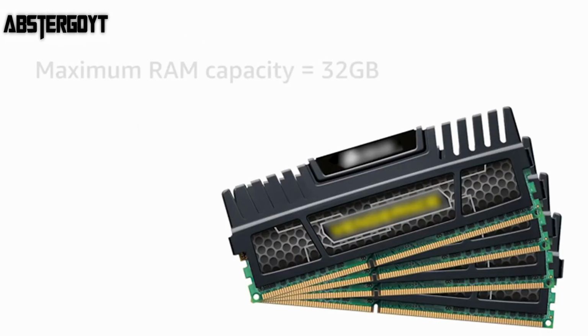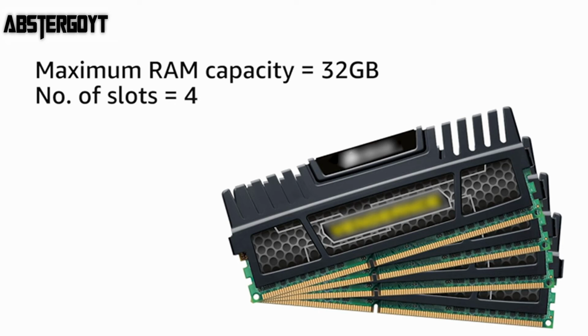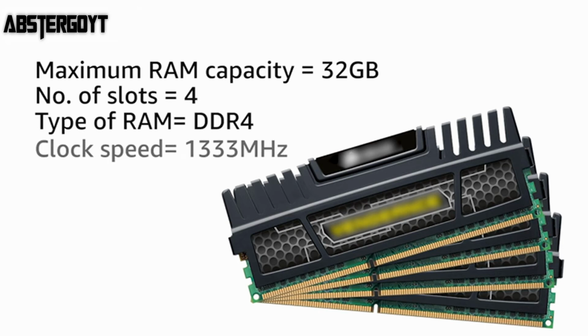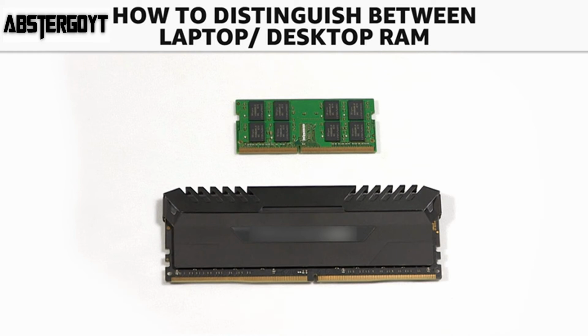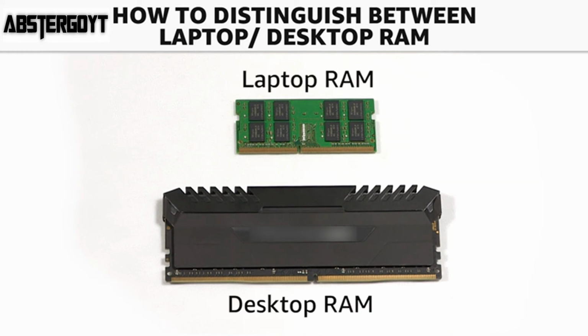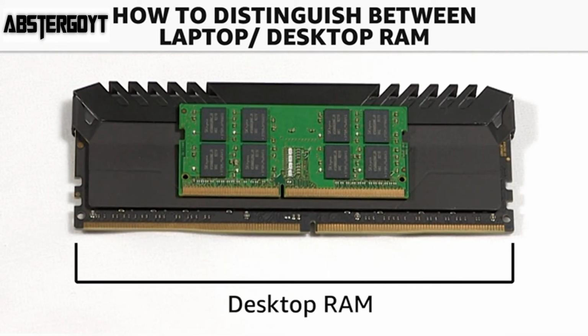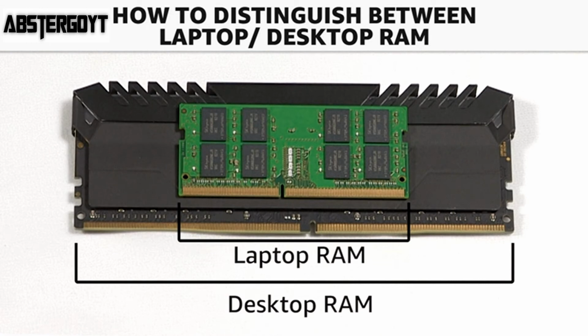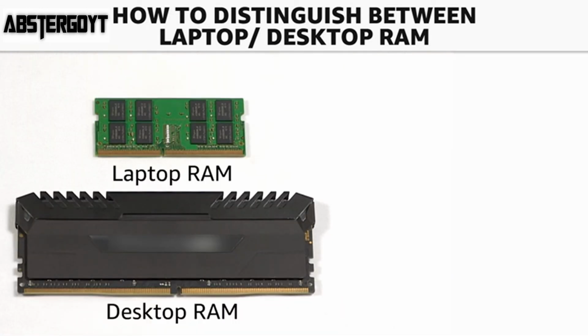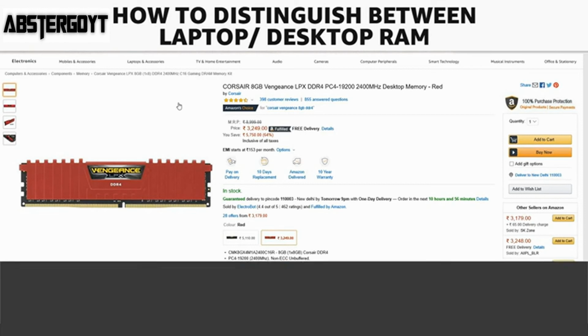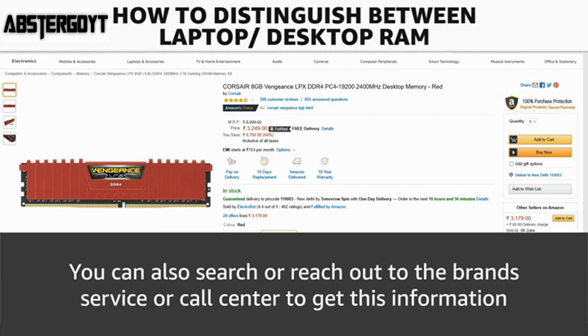Now once you have ascertained the top RAM capacity and the number of slots of your laptop or desktop, type of RAM and clock speed, you can decide how much you want to upgrade the RAM to and commence your shopping journey. Lastly, it is important to be able to distinguish between desktop and laptop memory while shopping online. There are two ways to do this. The more obvious is that desktop RAM is much longer than laptop RAM. The second way to distinguish them is based on specs. Laptop RAM is designated SODIMM, while desktop RAM is designated DIMM. If you're still unclear, you can just Google the product to get the answer.